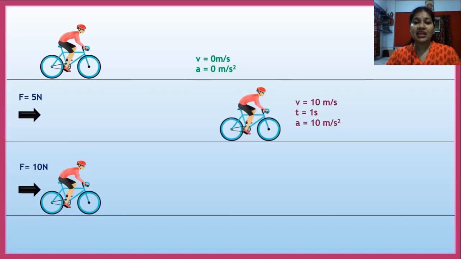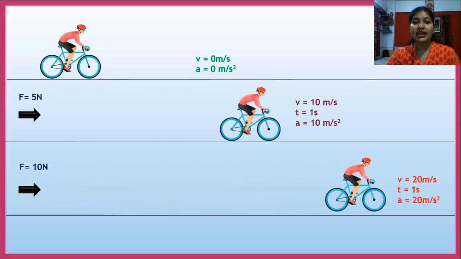Another case, same cyclist now applies more force on the pedals. Okay, for the same period of time, now velocity is increased to 20 meter per second. Time period is same. So definitely acceleration is going to be increased. So what you can conclude from here, that acceleration is directly proportional to force. More force, more acceleration will be produced.